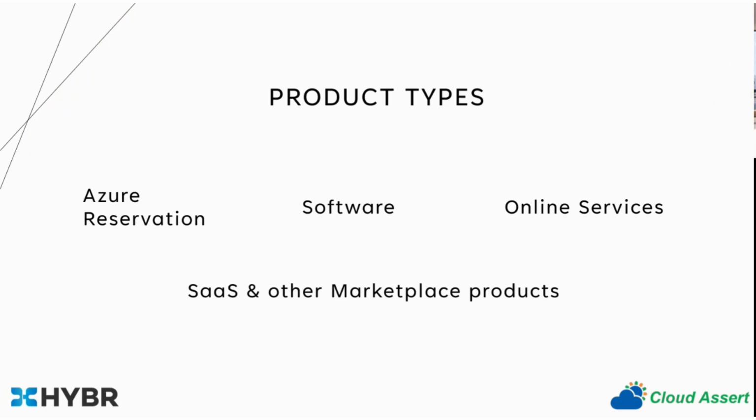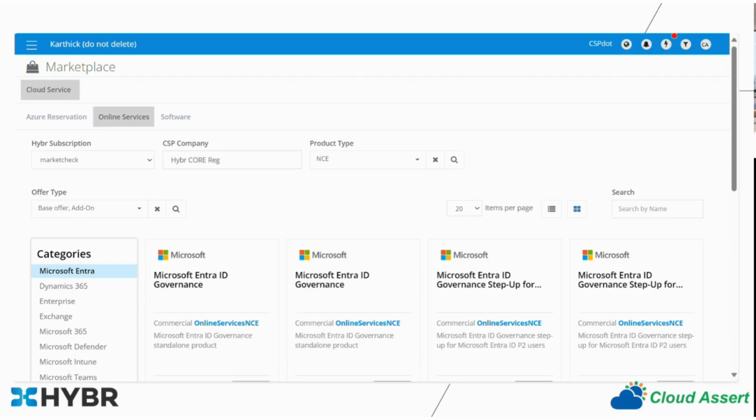So what are some common product types? Azure reservations, SaaS, online services, software licenses, and other marketplace products. All of these you will be able to manage from within Hyper. And this marketplace is populated automatically based on the categories which you allow your customers to purchase.